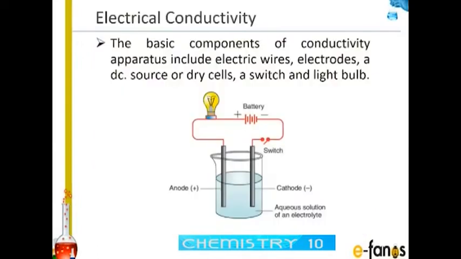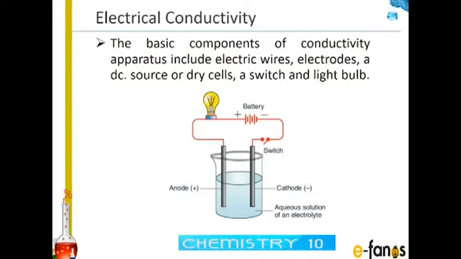One method that we can use to identify whether a material is a conductor or an insulator is to use something called a conductivity cell, a diagram of which you can see here. The basic components of a conductivity apparatus include electric wires, electrodes, a DC source, otherwise known as a battery, a switch, and a light bulb.